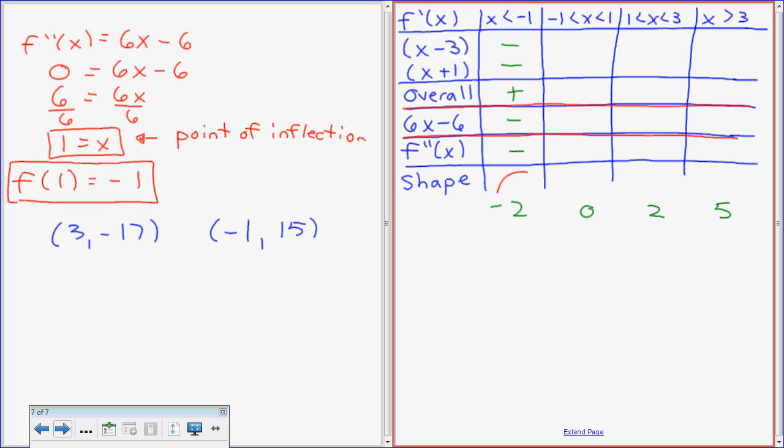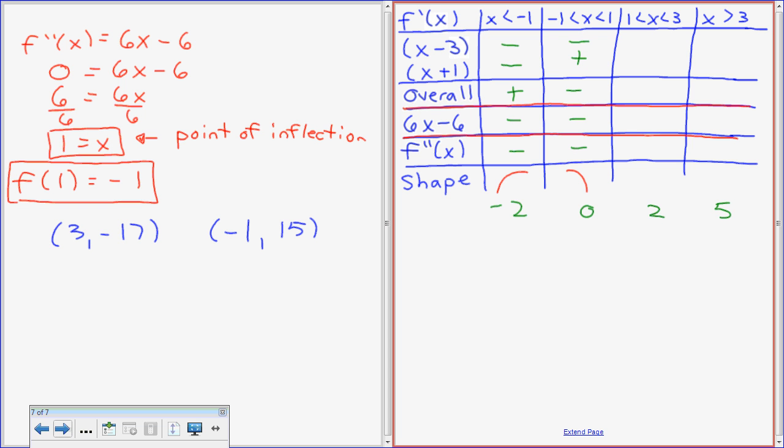0 minus 3 is a negative. 0 plus 1 is a positive, so that's a negative. And 0 minus 6 is a negative, so that's a negative. A negative graph getting more negative is going to look like this. Okay.